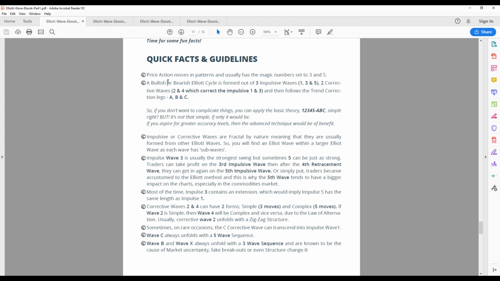Let's continue. A bearish Elliott wave cycle is formed of 3 impulsive waves, 1, 3, and 5, which I've already mentioned, and 2 corrective waves, wave 2 and 4, after which the corrective legs correct the entire swing, 1, 2, 3, 4, 5, and are labeled as A, B, and then C. If you were to use a simple way of thinking, somewhere along the line I guarantee that you will get caught up in the whirlpool, in the sense that it's not simple. I mentioned this before. It's not for everybody.